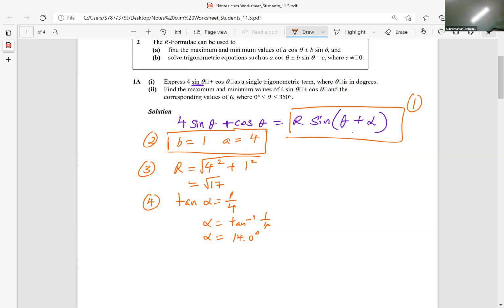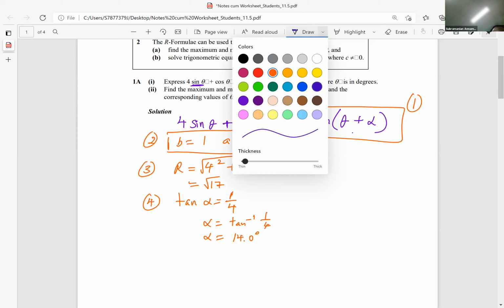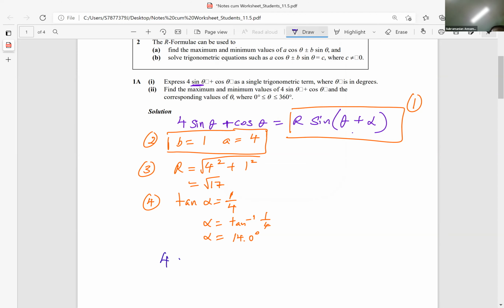So what is the next step, guys? To put all these numbers, the R, the alpha, back into the thing. Okay, so you rewrite this. So 4 sine theta plus cosine theta is equal to square root 17 sine theta plus 14.0, and that's it. Are you all clear?